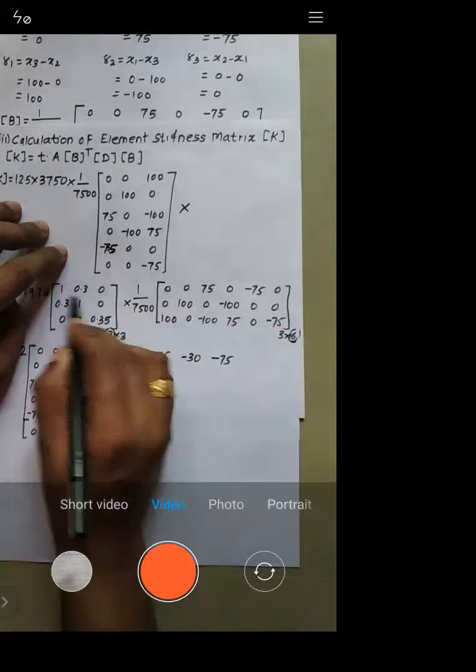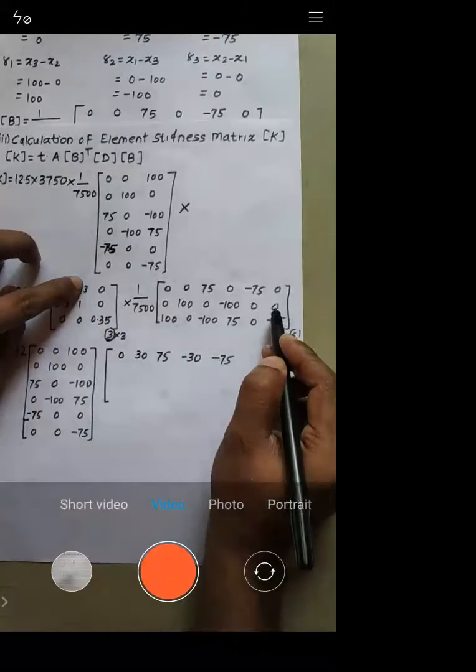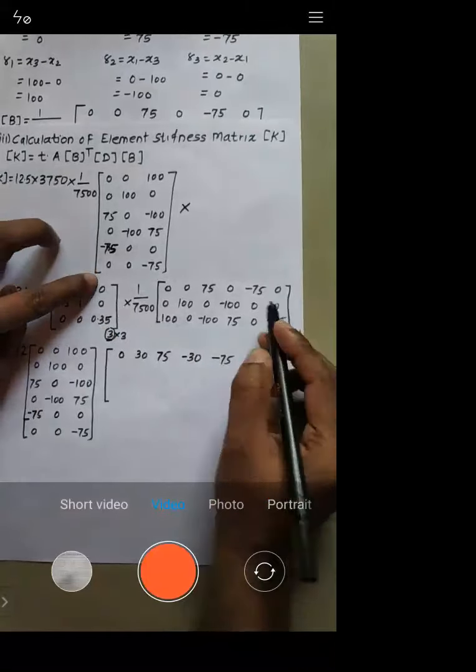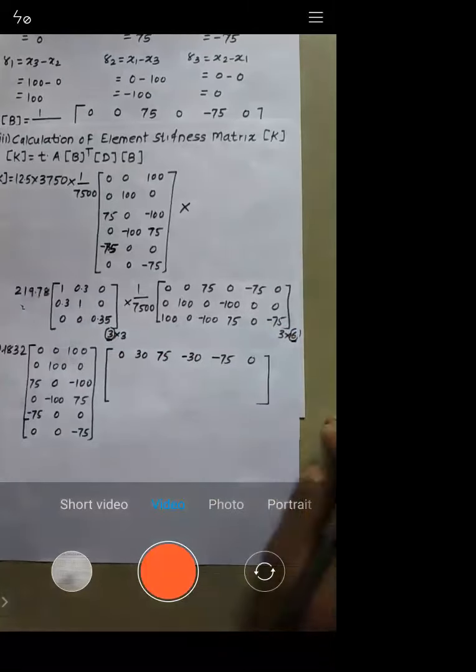Now, first row into this column, right? So 1 into 0 is 0. 0.3 into 0 is 0. 0 into minus 75 is again 0, right? Is it okay with this one? Is it okay?